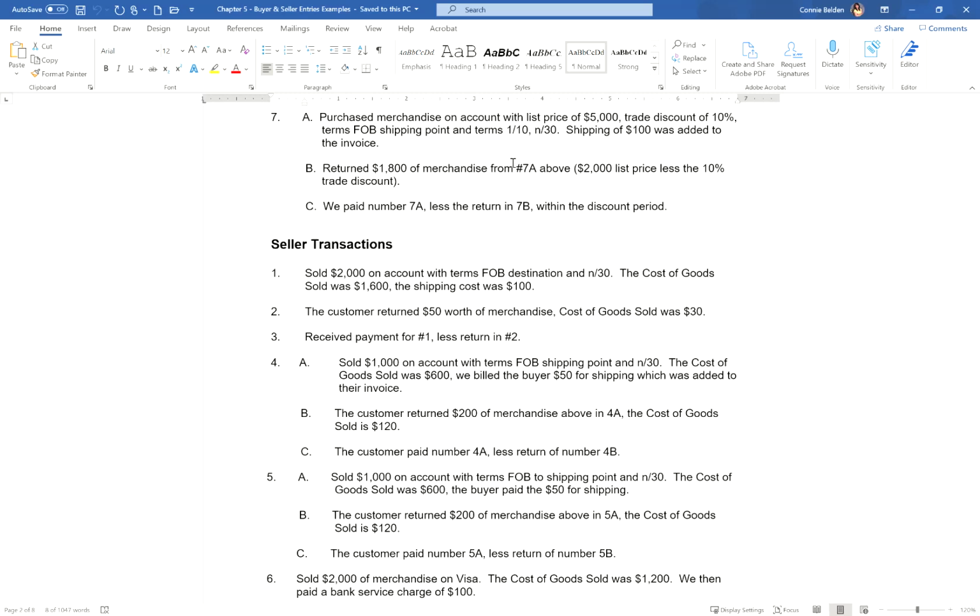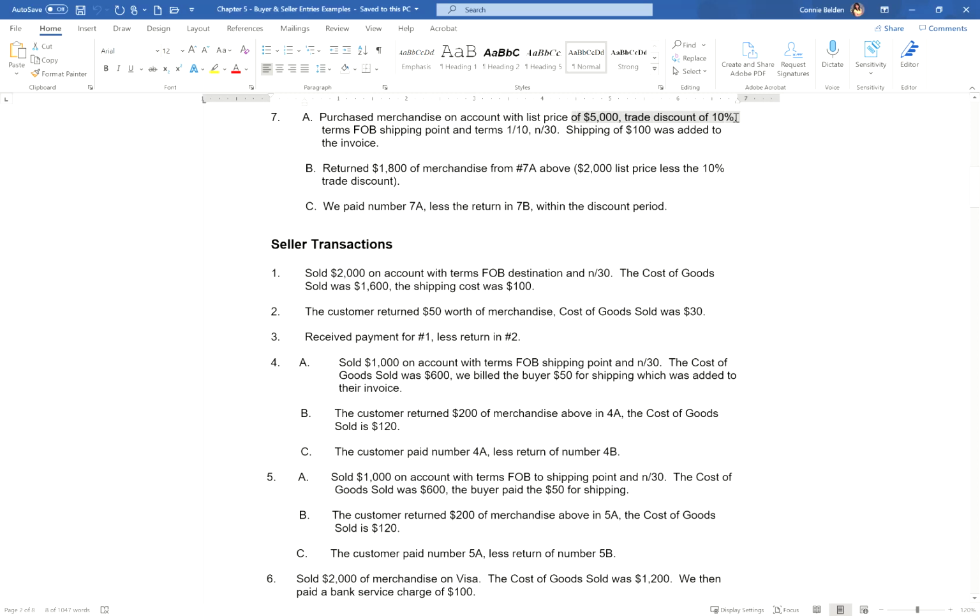Okay, the trade discount is taken right off the top, so we'll do that in a moment. Terms free on board shipping point and terms 1/10 and 30. So in addition to that trade discount of 10%, if they pay it within 10 days, they are going to get another 1% purchase discount. And then shipping of $100 was added to our invoice. Okay, so there's a lot of parts to this one.